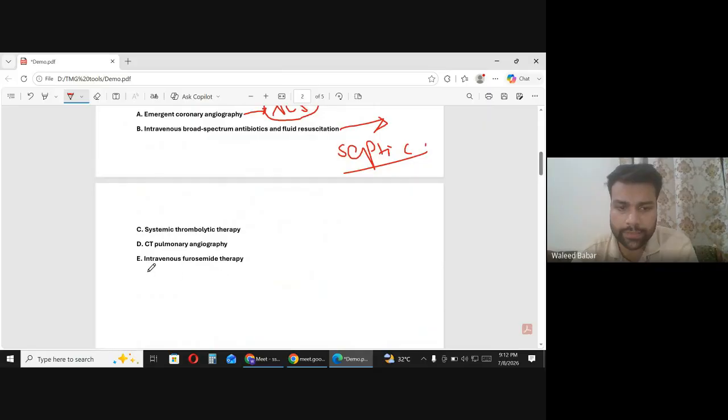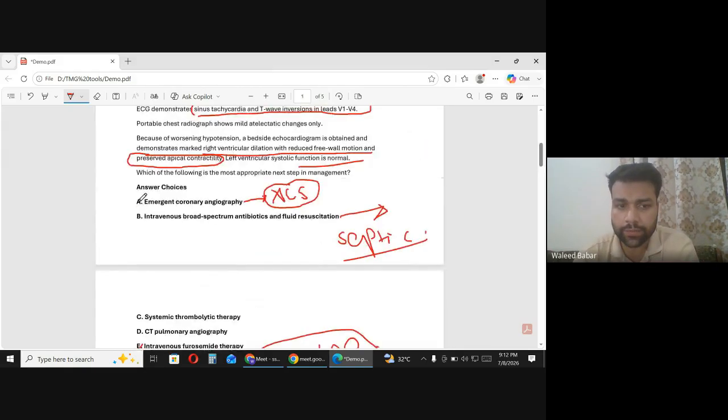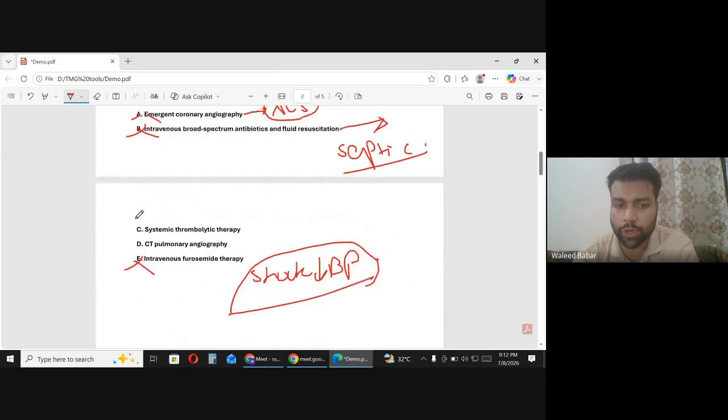The IV furosemide therapy. Do you think that IV furosemide therapy is the best next step? No. The patient is already suffering from shock. The patient is having decreased BP. So if we are going to give the diuretic, the BP will drop further and the patient will deteriorate. So that's why option E is incorrect, right? So we have two options. Let's make the diagnosis first.